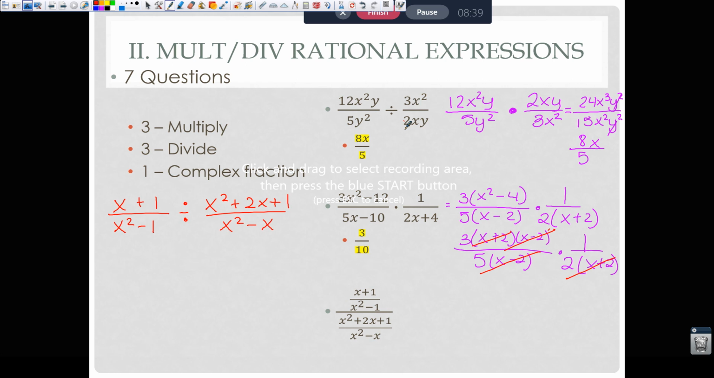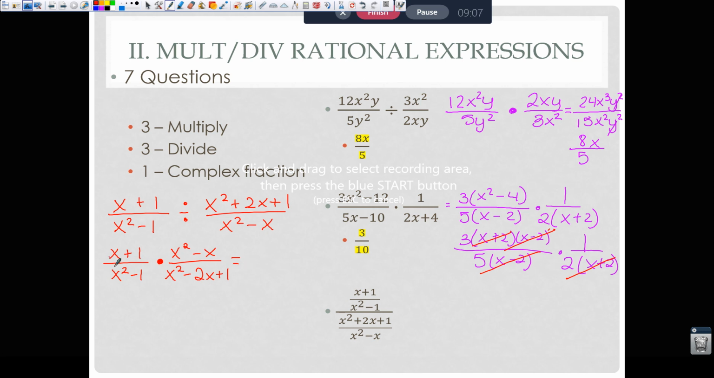on the slide. So I'm going to keep my first term, x plus 1 over x squared minus 1, change my sign, and flip. So I'm going to get x squared minus x over x squared minus 2x plus 1. Okay, now that I've keep, change, flip, I can reduce. Now I'm back to just like our second problem here.